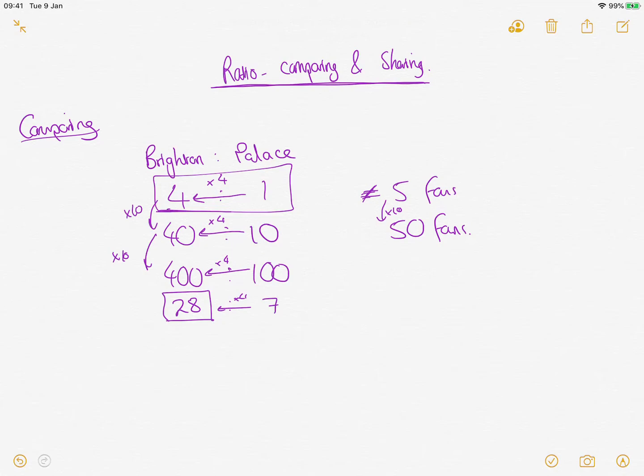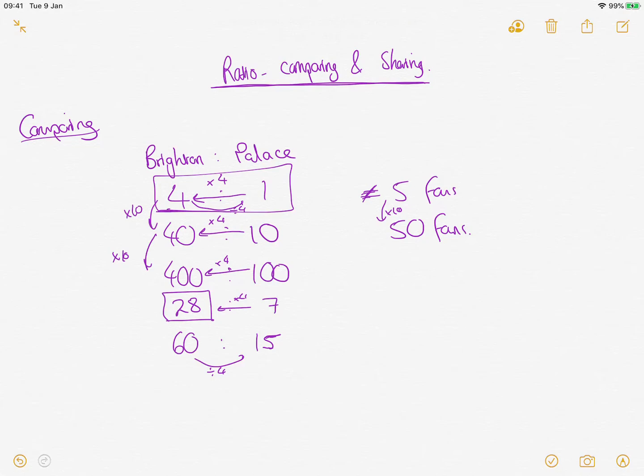Now, what about going back the other way? Let's say I had 60 here. Well, how do I get from here to here? Divide by 4. So if I divide by 4, then there's 16 Brighton, then there's 15 Palace. So they're always in that ratio.